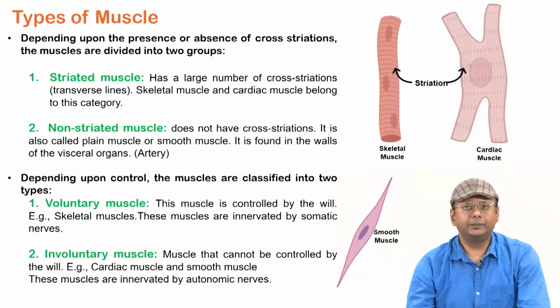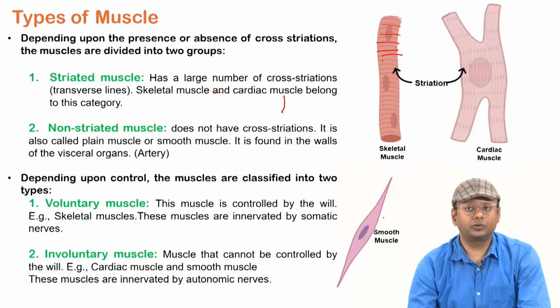So what are the different types of muscles? As you can see in the images, we have mainly two types of muscle. One is striated muscle. In striated muscles you will see this type of striation, right? So these are called striated muscle, and it can be either skeletal muscle or cardiac muscle. And secondly, there can also be non-striated muscle. For example, you can see smooth muscle is non-striated muscle because there is no striation present.